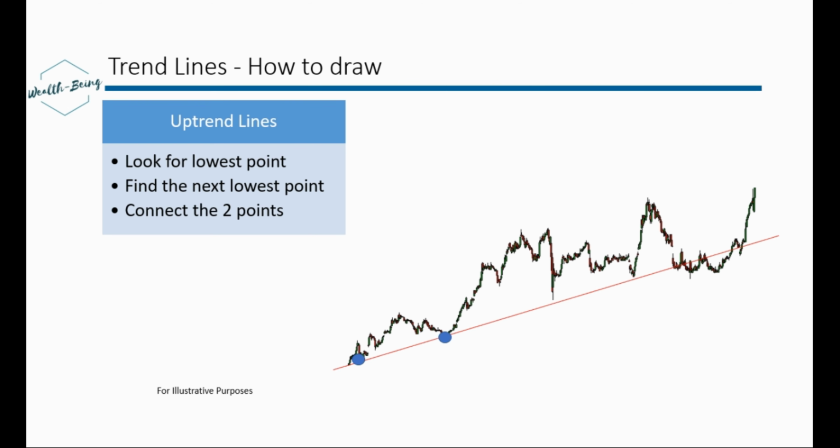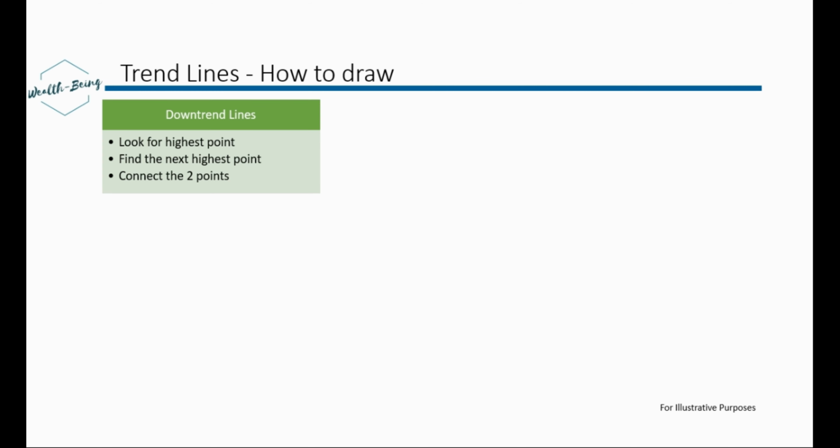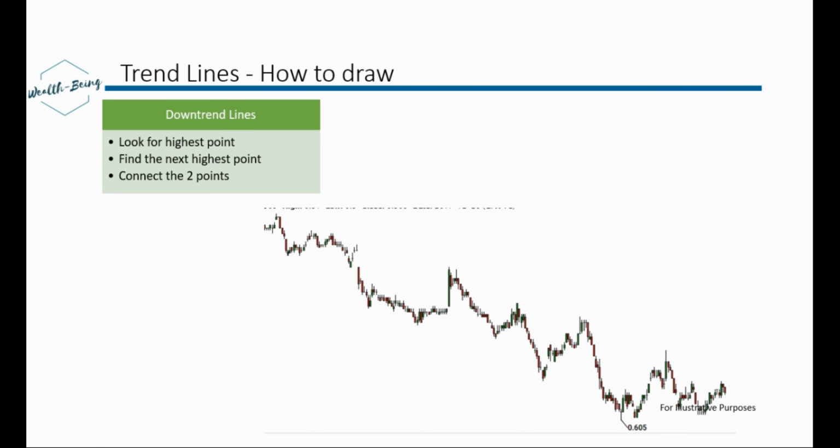For downtrend lines as well, similarly, we will look for the highest point. Then we will find the next highest point. Likewise, we will draw a line to connect these 2 points. Then it will form a downtrend line. Not really that hard, isn't it?